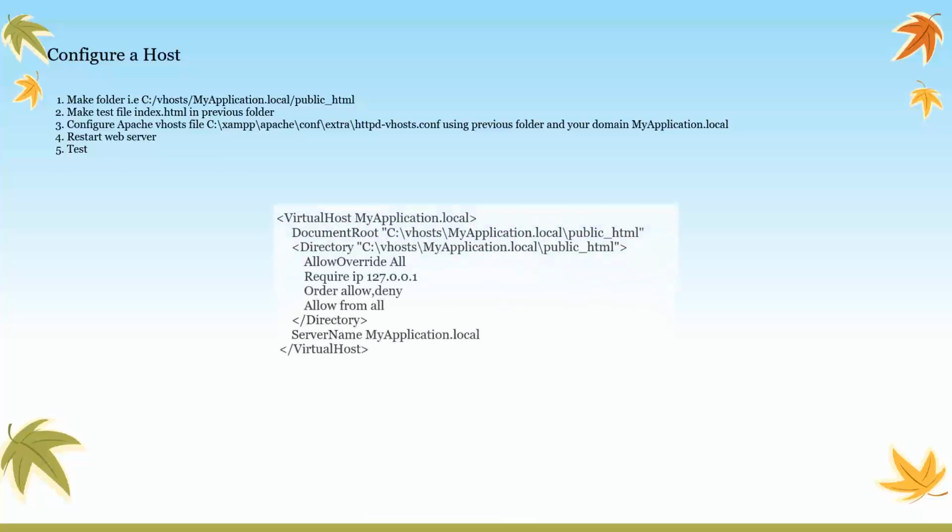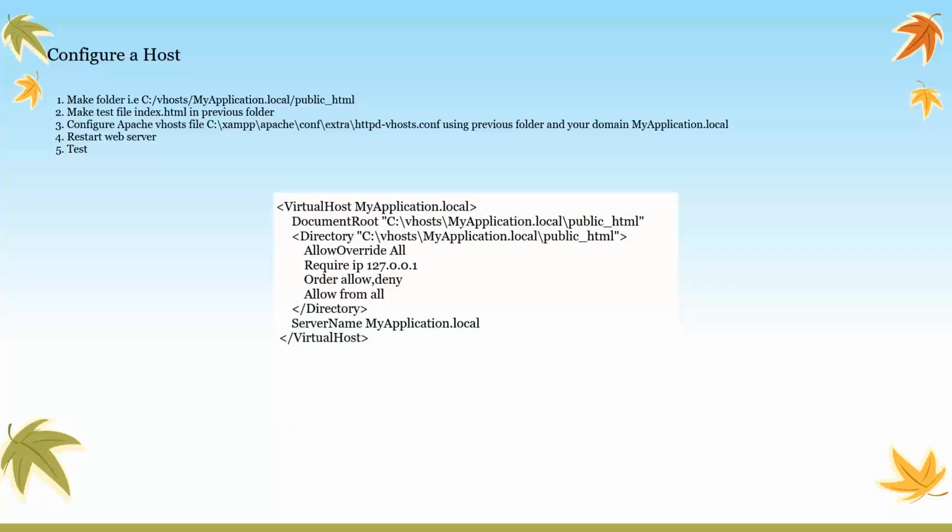Now we will configure our first host, or a website. First, we will create our project public folder. Then we will create our first test page with a welcome message as a demo for our website. Then we will configure Apache to map between our domain and our project public folder so visitors can see our pages. Finally, we will restart our web server and test our configuration.